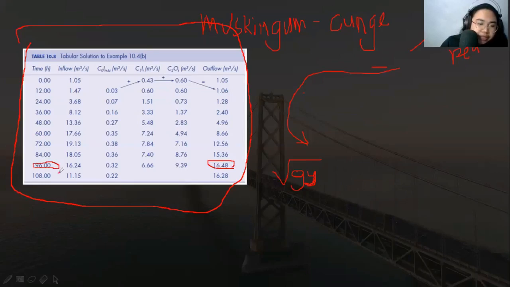96 hours. As with the example for the reservoir routing kanina, an initial value for the outflow is required and the tabular solution is easier to follow if the relevant equation is written.